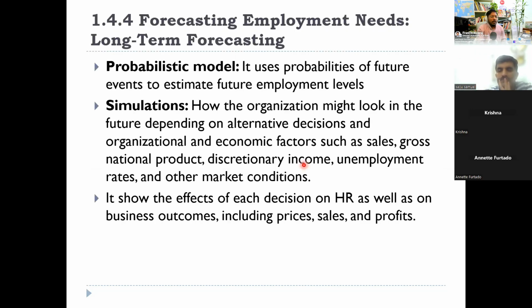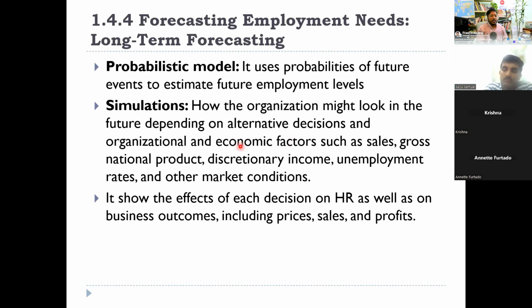Now, we have a probabilistic model. Okay. Probabilistic model, it uses the probabilities of future events to estimate the future employment levels. Now, you are in investment banking and oil and gas, right? So, for example, the volume of wealth creation, you have a certain number of people. And if you are increasing the business, the volume is going to increase, what will be the probability of the number of people required? Probabilistic model.